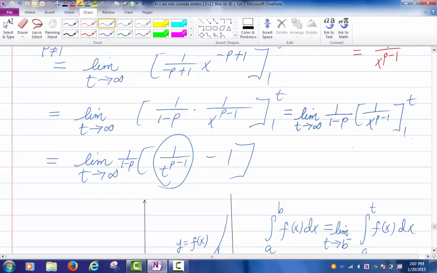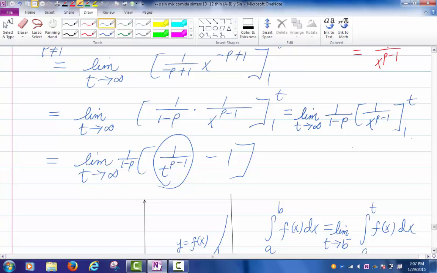Everybody's okay? Yeah, go ahead. With the exponent of x to the negative p plus 1, when you go to 1 over x to the p minus 1, should it be 1 minus p? I already have 1 minus p here. It's already 1 minus p. So when you put it in the denominator, you have to reverse, right? Yep. All right, is everybody okay with the last line that I have here?